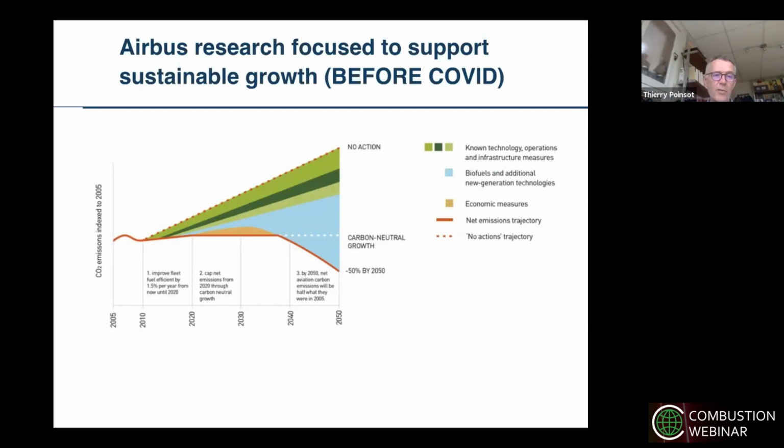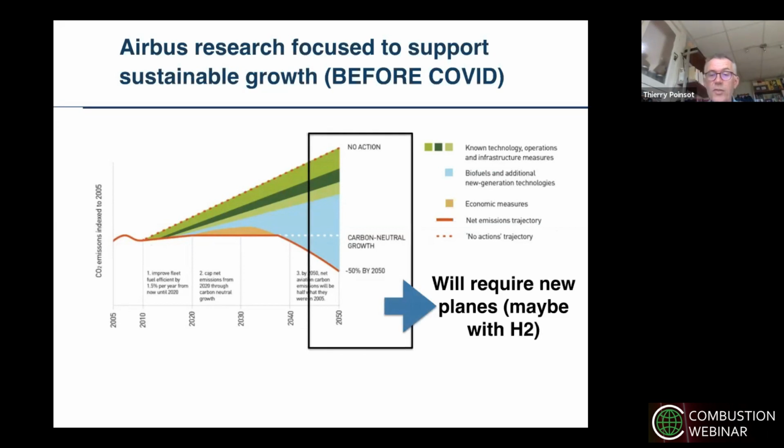You go from 2010, which is the reference year, to 2050. And you say this is the amount of CO2 which is emitted by the global fleet. And if we don't do something, we go on this line, which is not acceptable. We need to go down to maybe minus 50%. To have an aircraft which produces minus 50% or more than that actually by 2050, we'll need new planes. Okay, there is no doubt on that.